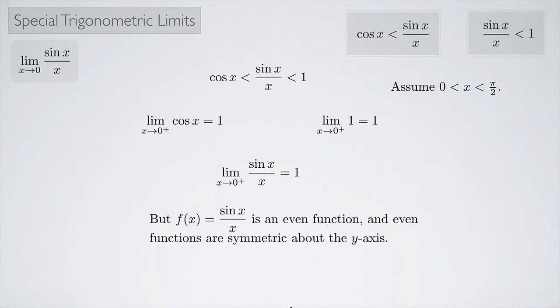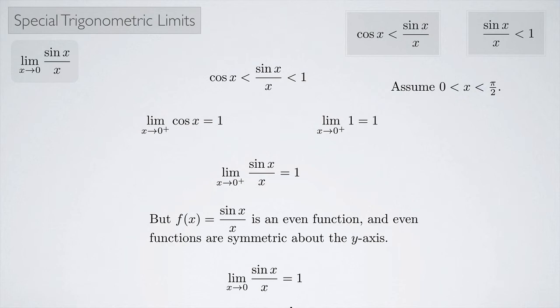But remember that f of x equals sine of x over x, that's symmetric about the y-axis. It's an even function. So that means that the overall limit coming from either direction, x approaches 0 of sine of x over x, has to be 1. Okay, now that was a pretty complicated argument, and as long as you were able to follow all the steps, that's fine. You don't need to be able to reproduce all the steps. Just make sure you understand where they come from.